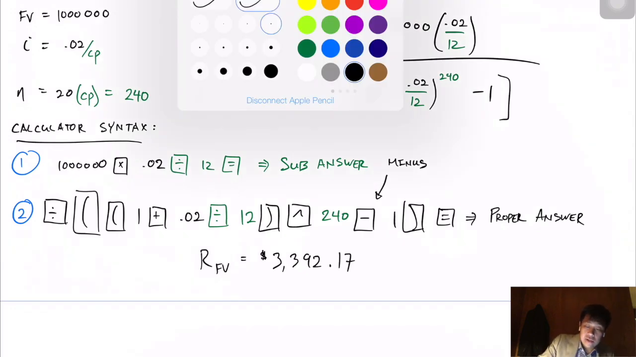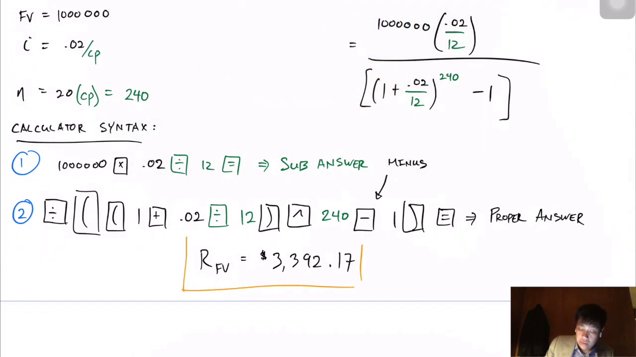$3,392.17. Now, as you're thinking about this, you're thinking, wow, that's a really high amount to put away every month. Nearly 3,400. But why is that? The reason is that, in short, we have a low percentage rate, interest rate, 2% growth. So not that great. Yet we still want to make $1 million and we only want to do it over 20 years.